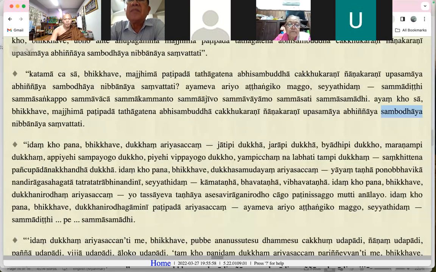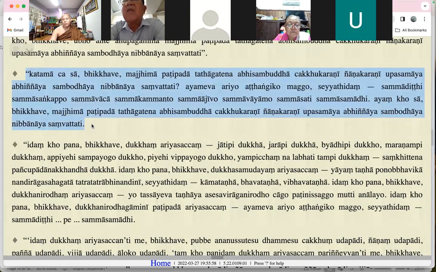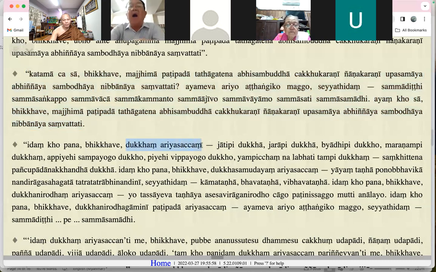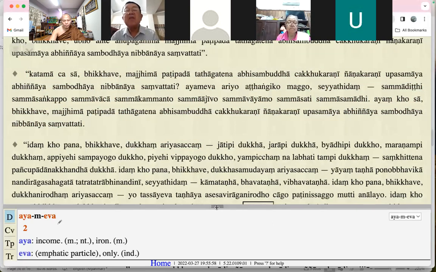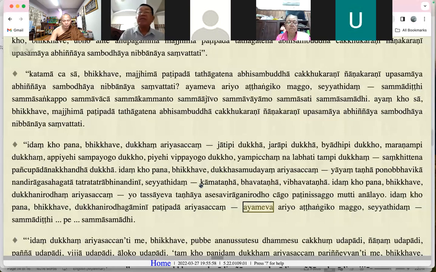So you see here, in the first line, it's just talking about the Eightfold Noble Path. After that, we may think they don't have any connection. So here, dukkha ariya sacca. The other one, I say, what is dukkha? And then after that, you see, yam pi icchaṃ na labhati tam pi dukkhaṃ. And then dukkha samudaya ariya sacca. One is dukkha sacca, another one is dukkha samudaya sacca.